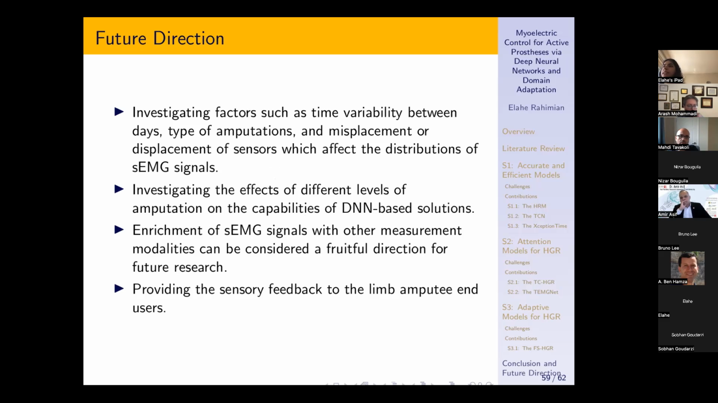The future direction is to investigate other factors that can affect the performance, for example, the electrode shift, electrode location, the position of the arm, and when the data is collected in different sessions. Moreover, we can investigate the effect of the level of amplification on the performance. And it is very good to enrich the sEMG signals with other modalities. Finally, if we can provide some feedback to the user, he or she can interact with the environment much better.